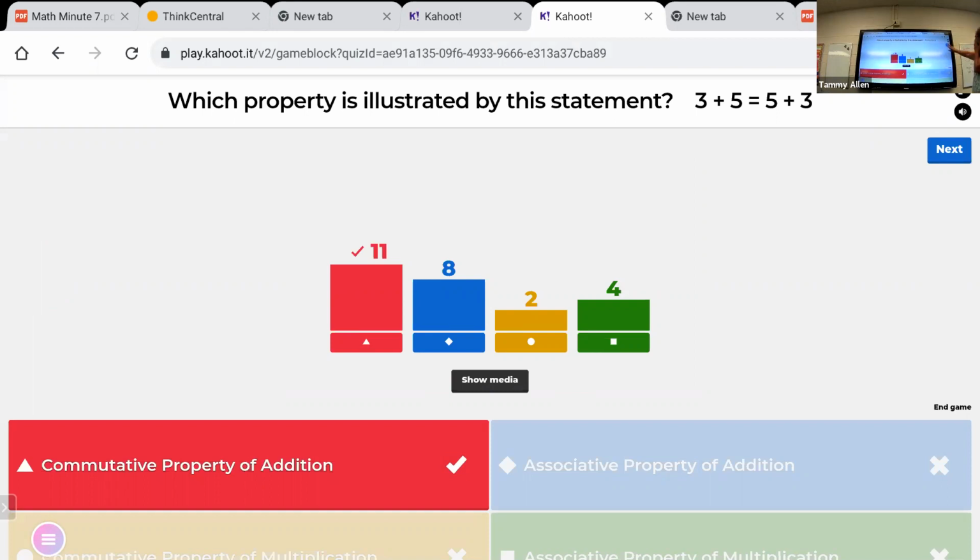So we changed the order, making it the commutative property. It is addition. You need to make sure you chose commutative property as addition. All right. I got it wrong. All right. Here we go.